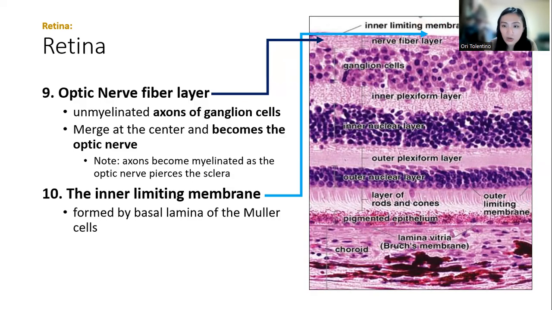So remember the neuroglial cells called the Muller cells, right? They stretch from the vitreous body to the rods and the cones, and become the outer limiting membrane. Here, actually, the basement membrane of the Muller cells also forms the inner limiting membrane. So both limiting membranes are made up of your Muller cells, okay?